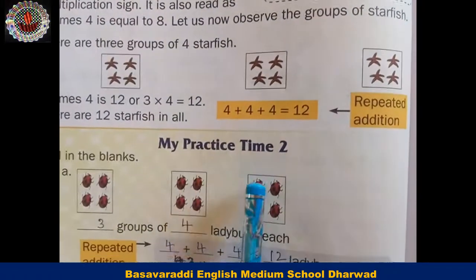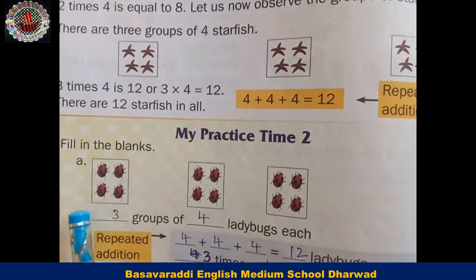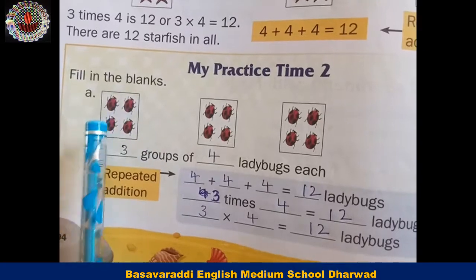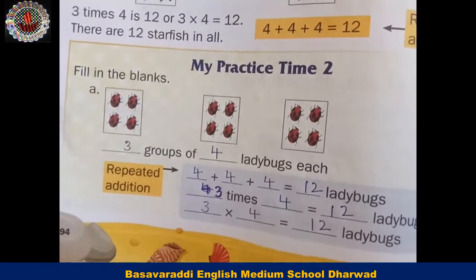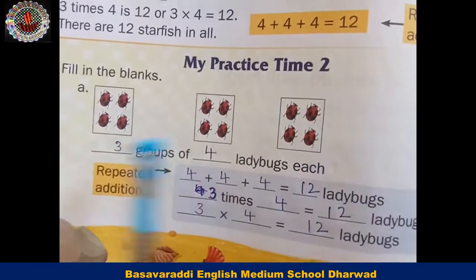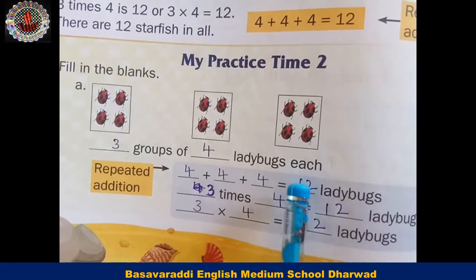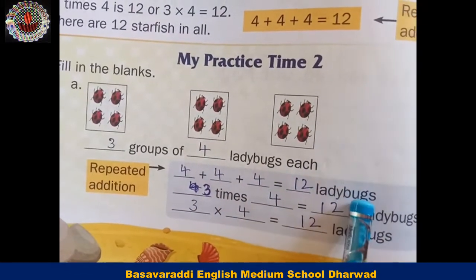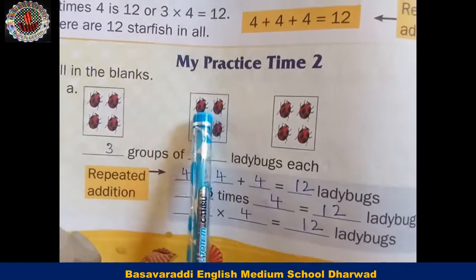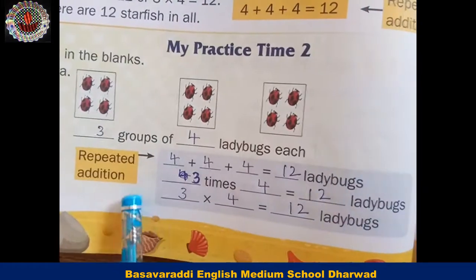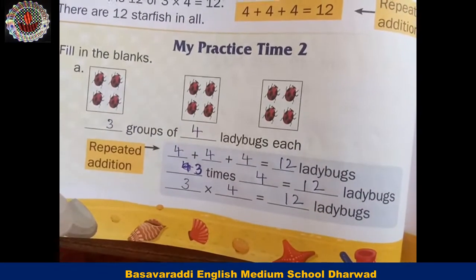My practice time 2. Here, fill in the blanks. See, ladybugs are there. How many groups are there? 1, 2, 3. In each group, 1, 2, 3, 4 bugs are there. So 3 into 4 is 12. 3 times 4. So 3 groups, and 4 ladybugs each. So 4 plus 4 plus 4 is 12 ladybugs, and 3 times. 3 into 4 is 12 ladybugs.